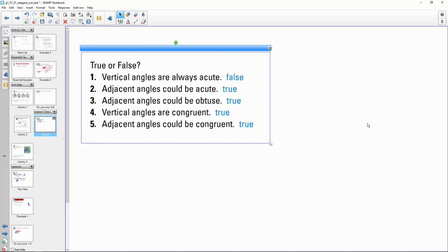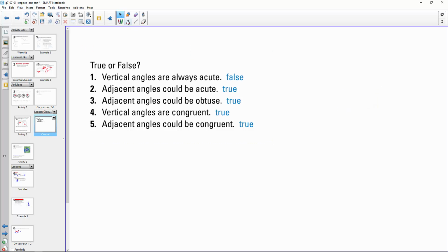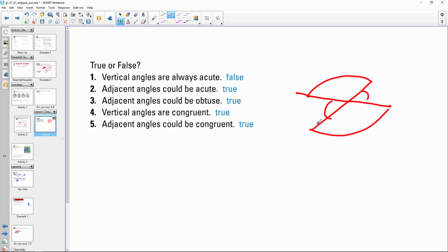Sometimes, as I showed before, I have something like this. These vertical angles are totally acute, but these vertical angles here are obtuse. So, and the rest of these are true. And that's the lesson.